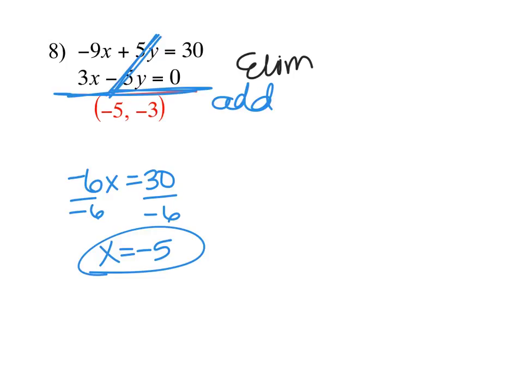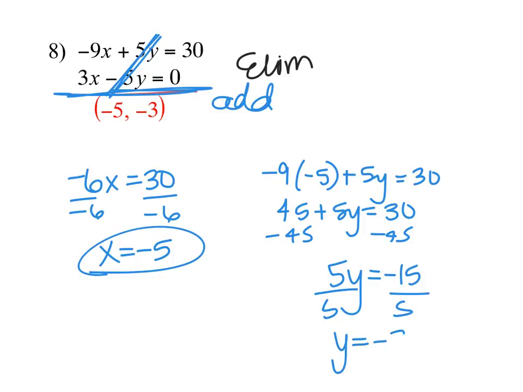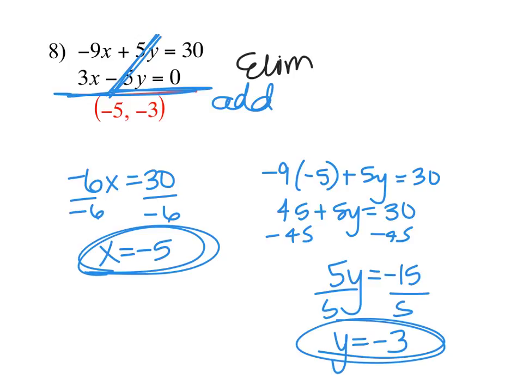And then you can plug back into either equation. Make sure you're always using an original equation. Plus 5y equals 30. So that's 45 plus 5y equals 30. I'm going to subtract 45 from both sides. So 5y will equal negative 15. And then divide by 5, which means y is going to equal negative 3. And what did I say? What should you always do with your answer? Plug it back in. So use your calculator, plug those back in, and make sure that negative 5, negative 3 gives you what it says it should in each of the equations above.